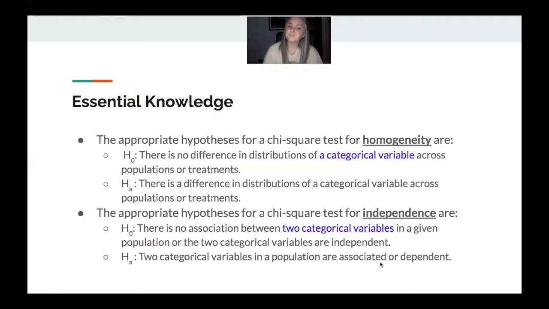Anyway, so that's your difference between homogeneity, which means there's no difference in a distribution, and two categorical variables where you're saying there's no association between the two variables. Okay, hope that makes sense.